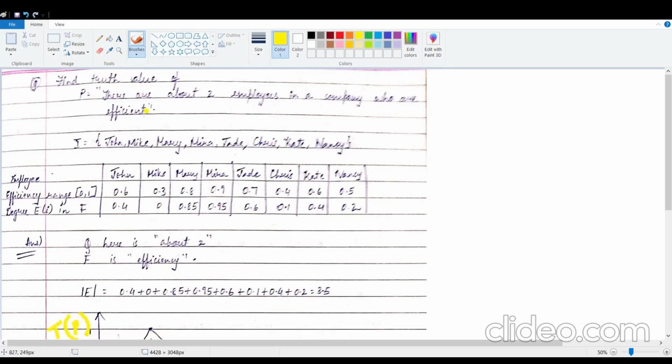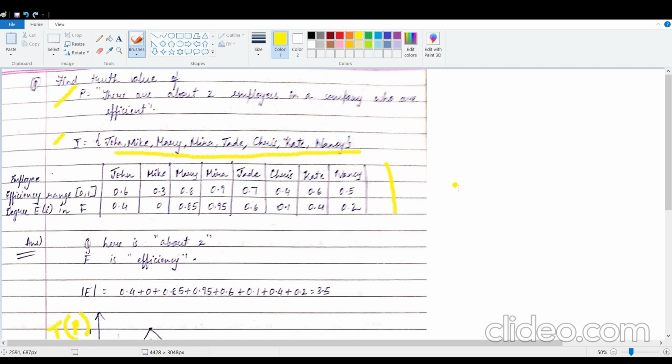Now let us try understanding that formula with the help of a small example here. So this is a fuzzy statement. About 2 employees in a company are efficient, and I represents a small sample in the entire set of employees in that company. And if you look at the small table here, the first row indicates all these employees.